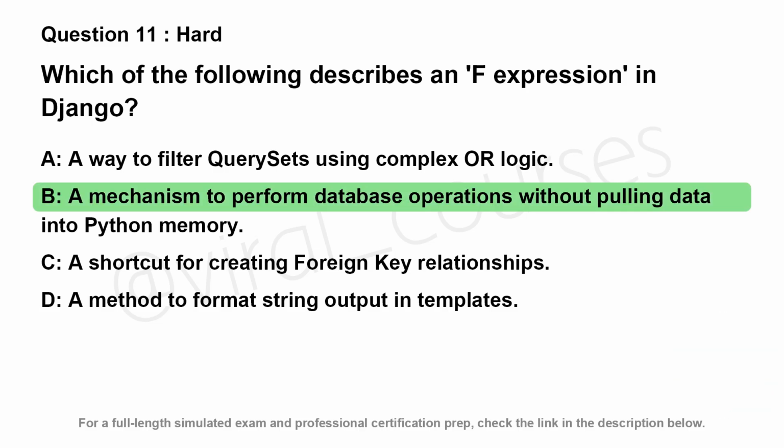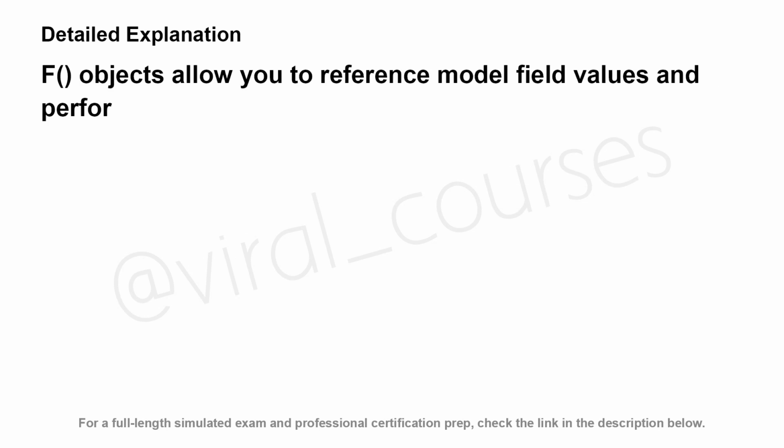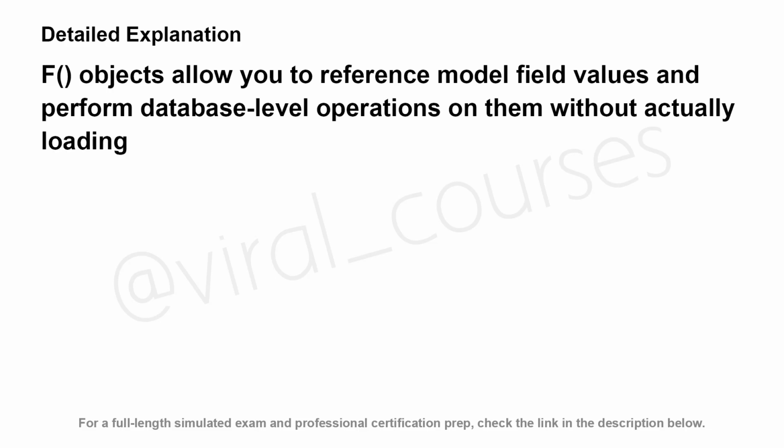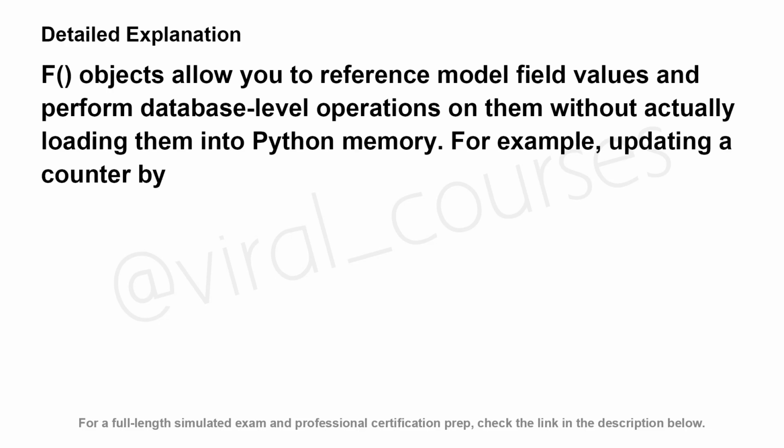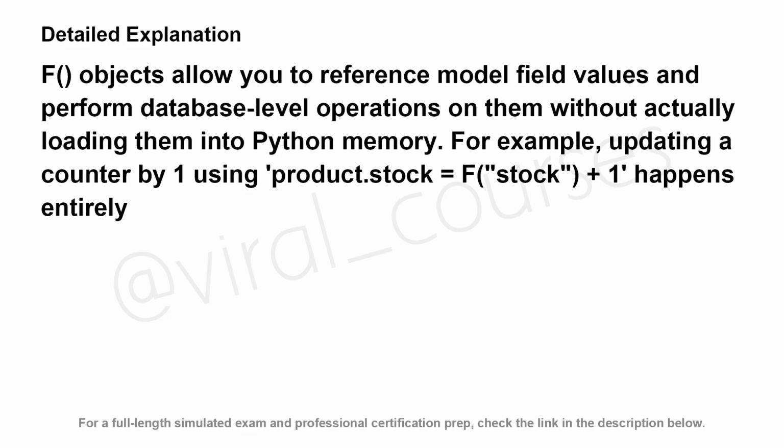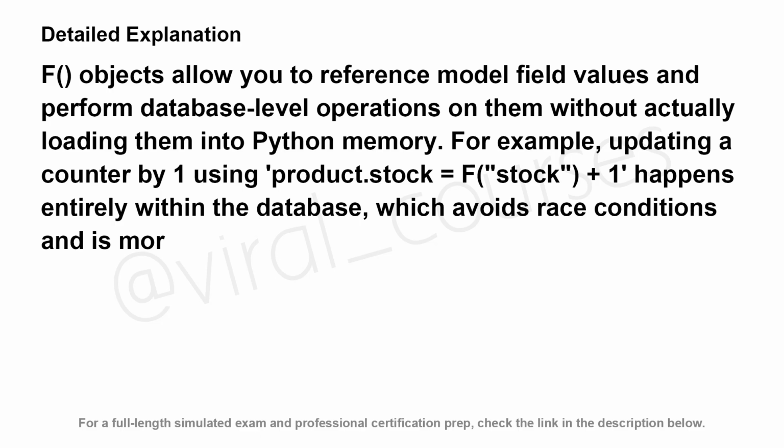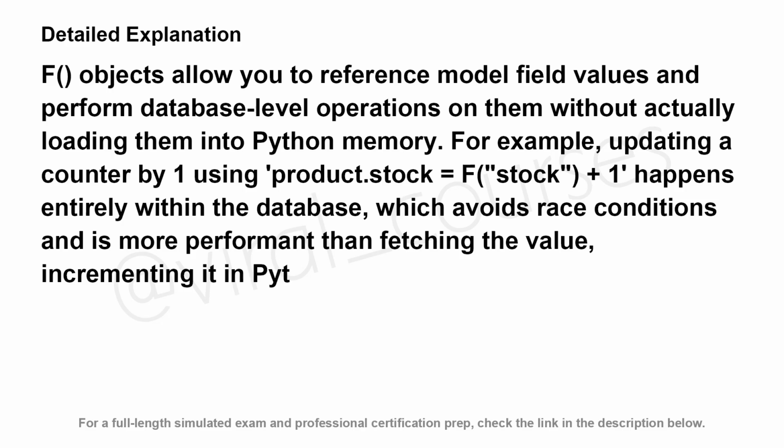The correct answer is B. F objects allow you to reference model field values and perform database-level operations on them without actually loading them into Python memory. For example, updating a counter by 1 using product.stock = F('stock') + 1 happens entirely within the database, which avoids race conditions and is more performant than fetching the value, incrementing it in Python, and saving it back.